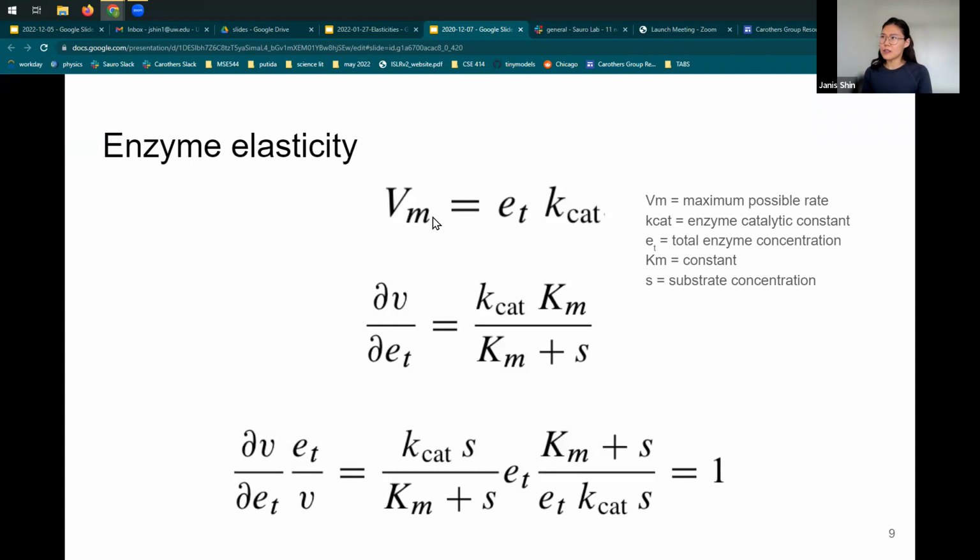Sometimes you can assume that your reaction rate is equal to the total enzyme concentration times the enzyme catalytic constant. Again, you could also find the elasticity for this reaction rate, and it's done the same way as before. That would also give you an elasticity of 1, which is in accordance with the fact that the rate law we started with is a first order reaction as well.